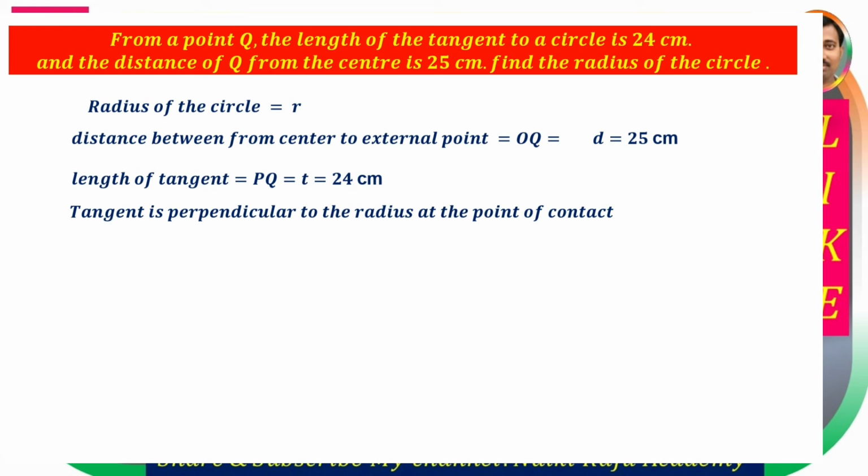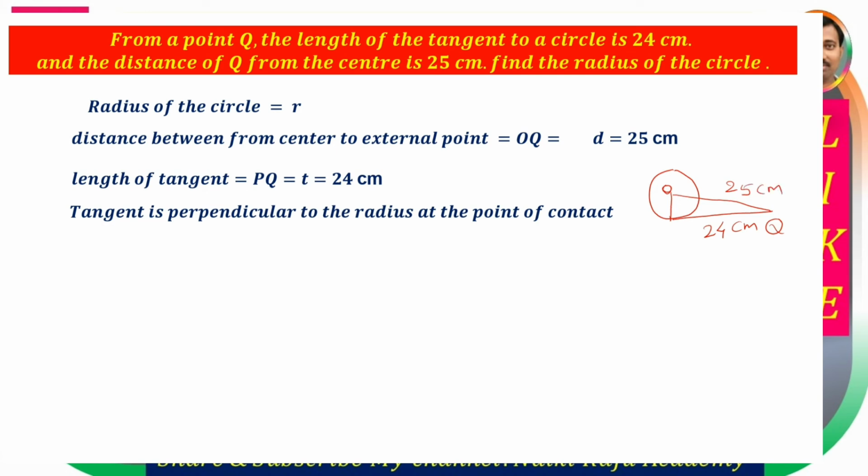First of all, draw the circle rough diagram. Here this one is the tangent, this one is the radius, and this one is the external point. From a point Q, the length of the tangent is 24 centimeters. And the distance of Q from the center O, Q is the external point, is 25 centimeters. Find the radius of the circle.